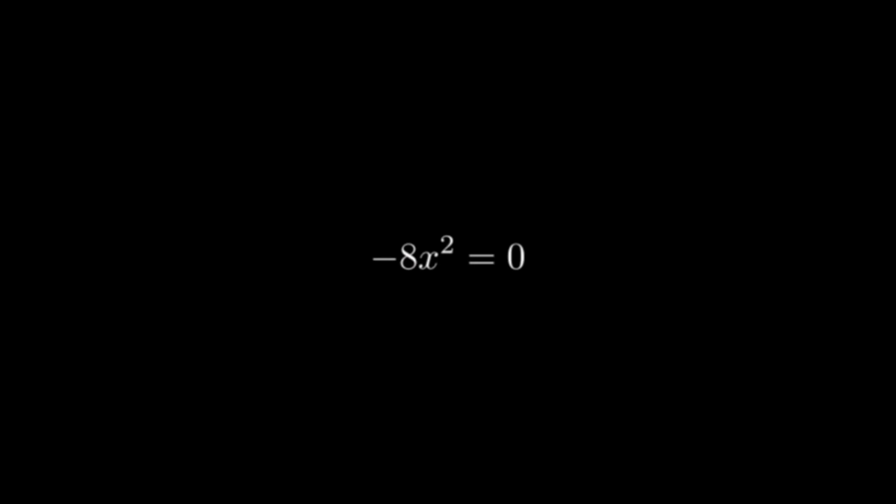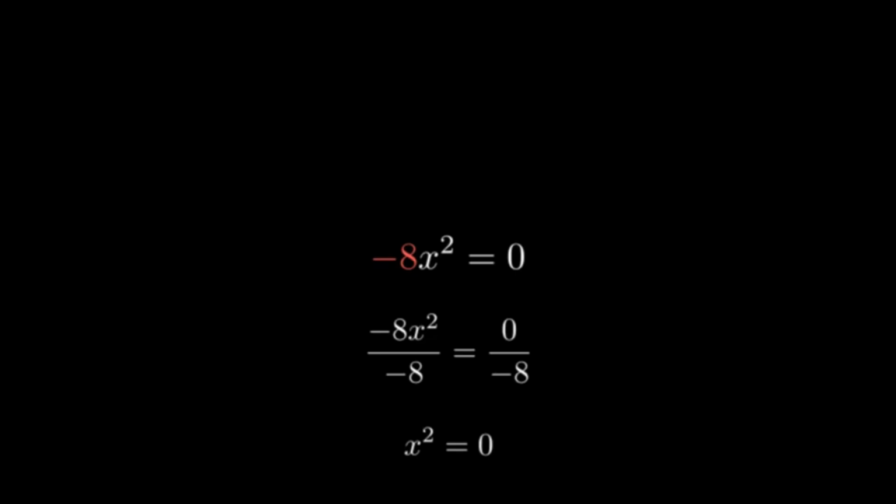Here we have the equation negative 8x squared equals 0. To solve this equation, we need to isolate x squared on one side. We can divide both sides of the equation by negative 8, which I've highlighted in red. This is a key algebraic technique. Dividing both sides by the same value maintains the equation's equality. When we divide negative 8x squared by negative 8 on the left side, the negative 8's cancel out, leaving us with just x squared.